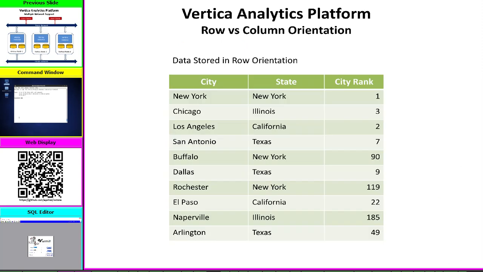Vertica was designed to be a column-oriented database. So what exactly is this, and how is it different from our traditional databases? First, let's look at a simplified example of data stored in row orientation. In this example, we have a table with columns for city, state, and how the cities rank population-wise.